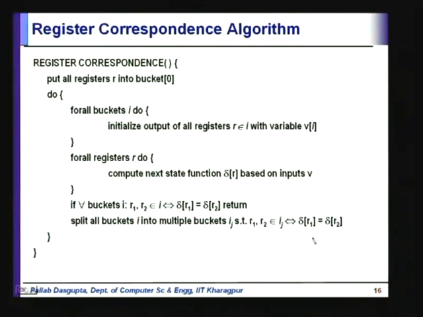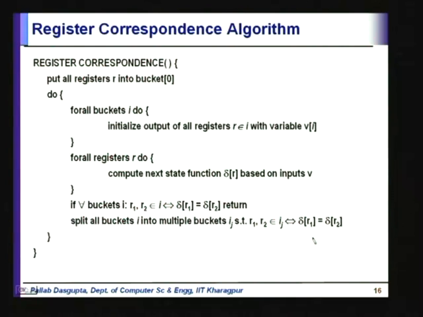We continue this until in two subsequent iterations there is no change in the buckets, then we terminate, okay. So, that is a fixed point, right. This is the algorithm.